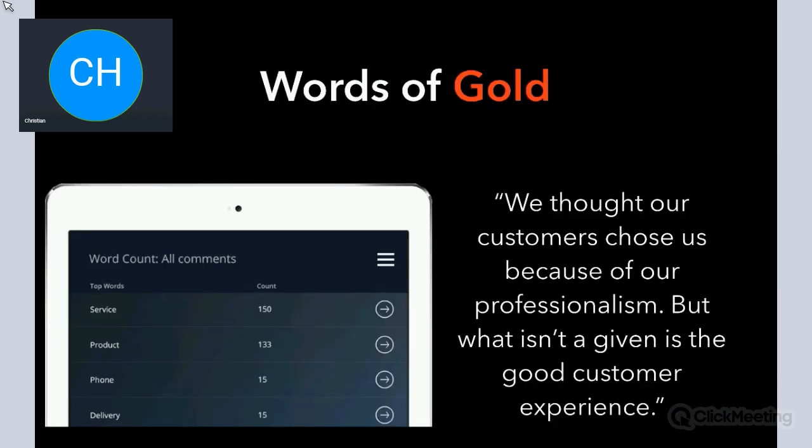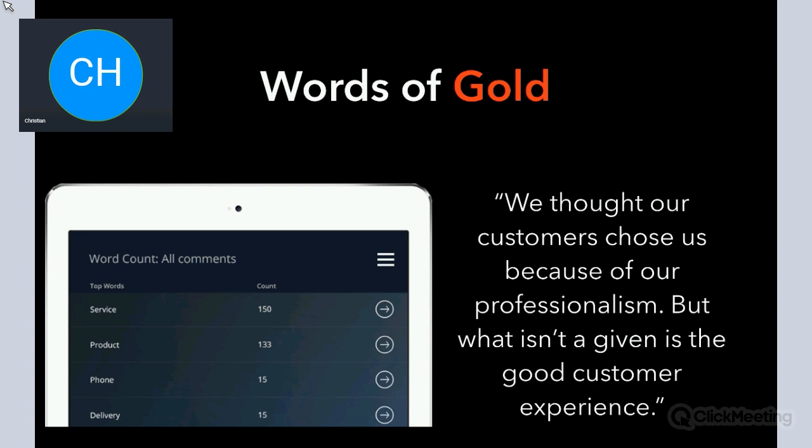You can also use our word count. Basically, what it does is really simple but quite effective. You can take all the dissatisfied customers and employees and check out what kind of trending words are there. And I can tell you, among many customers, it's often the service that is the reason why they're dissatisfied. But we had one customer that told us, we thought our customers chose us because of our professionalism.